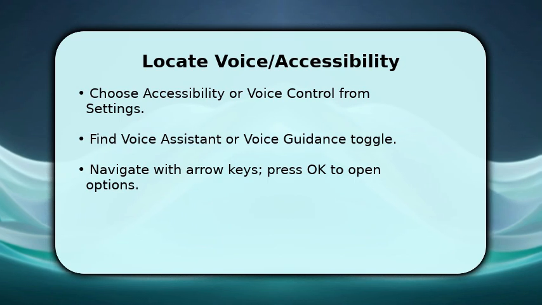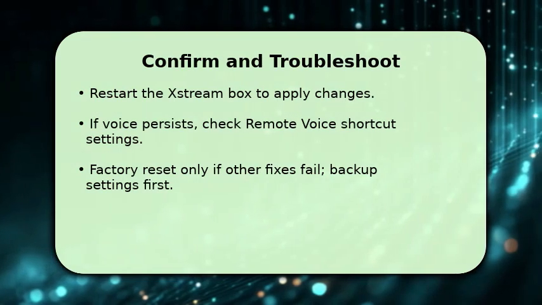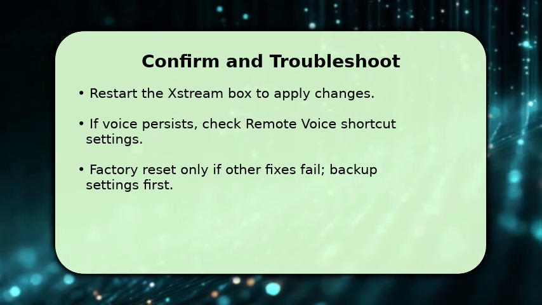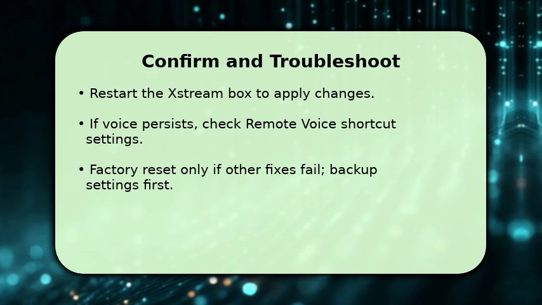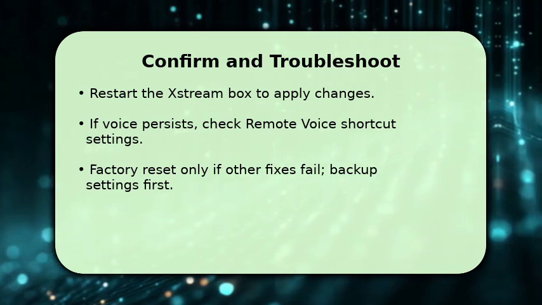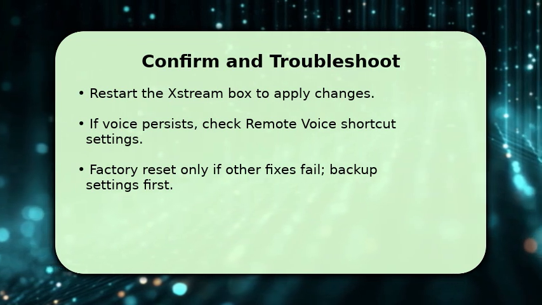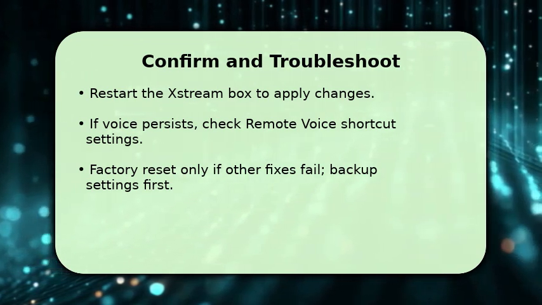Finish by confirming the toggle is off and then restart the Xstream box to ensure the setting takes effect across the system. Once done, test by pressing the voice button. Nothing should activate. If voice still responds, check the remote's voice shortcut in remote settings that can override accessibility toggles.